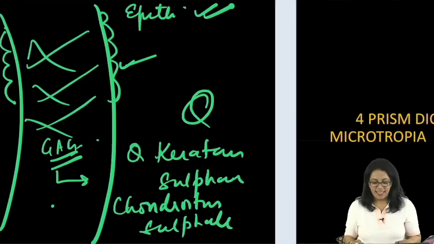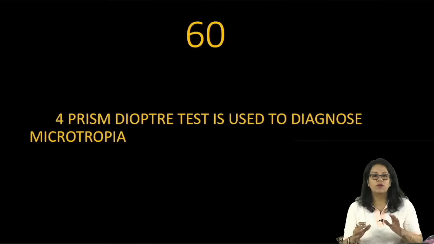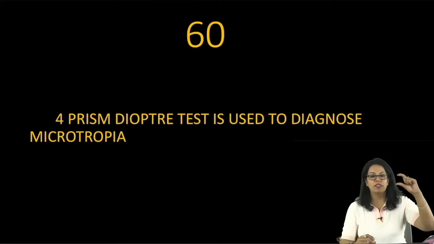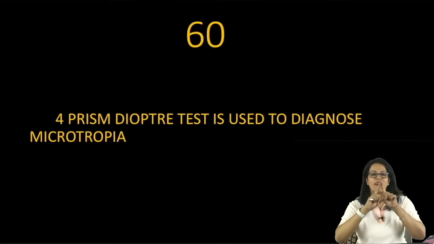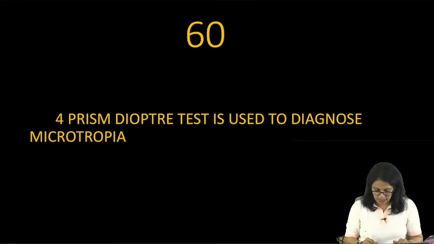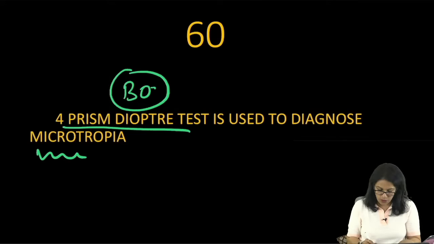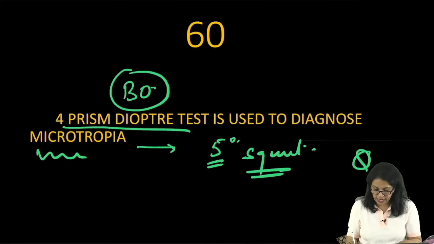Four prism diopter is used to diagnose microtropia. I've explained what the four prism diopter test is in my last session also. You're putting a base out prism in front of one eye. So if the base is out, this eye is going to move in. The other eye, with a conjugate movement, will come out, but then if the fovea is fine, it will take the fixation back. So if now I know that both foveae are fine, this is what is the four prism base out test. It is mainly the base out prism test. It helps to diagnose microtropia, which is what? Only 5 degrees of squint is called microtropia. And this was your again AIIMS question, which it is used to diagnose microtropia.